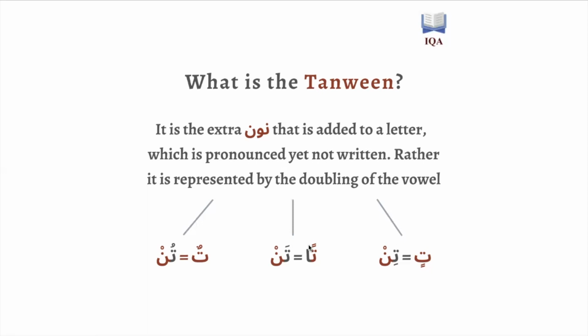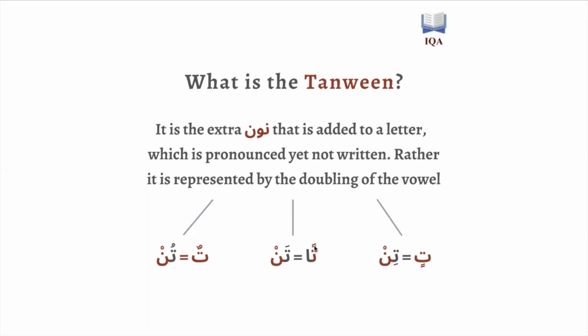So one fatha is going to become two fathas. One kasra is going to become two kasras. One dhamma is going to become two dhammas, or a squiggle that's slightly different like this. And what is this indicating? It's indicating that you're going to add the n sound to this vowel. So instead of just saying tu and ta and ti, you're going to say tun, tan, tin.